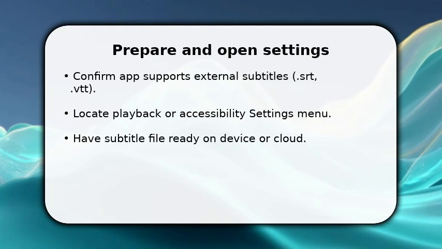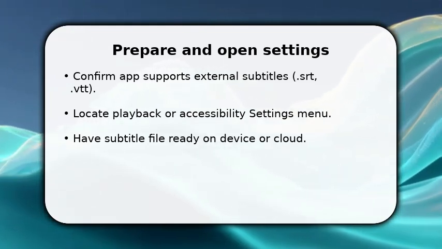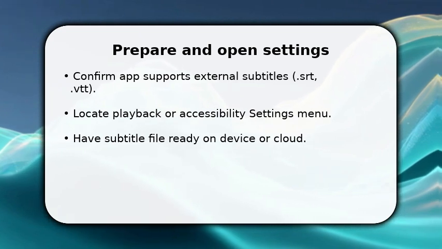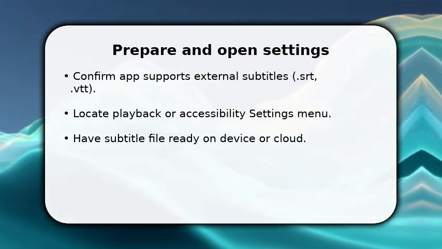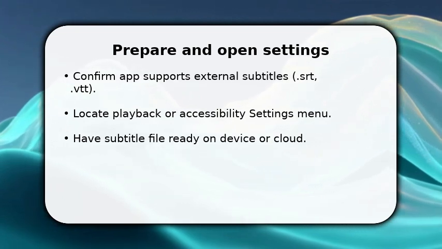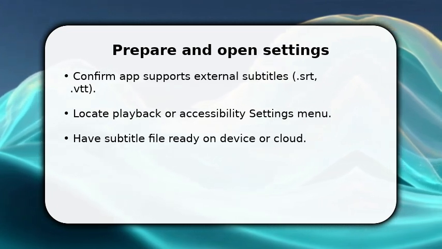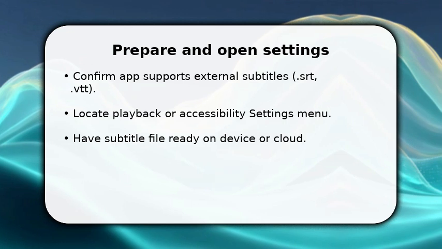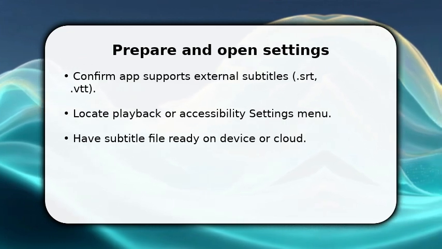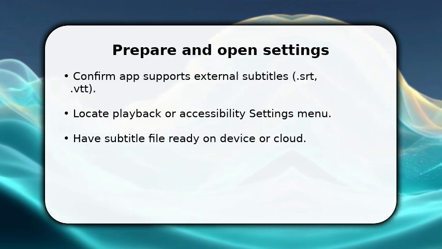You start by opening the app and going straight to Settings. Once there, choose Playback or Accessibility so you can access subtitle controls. Make sure you have your SRT or VTT file accessible on device storage or in a linked cloud folder. If the app lists subtitle tracks, note the current selection before changing it. You're doing this to ensure the next steps change text timing and encoding correctly, not just visual style.